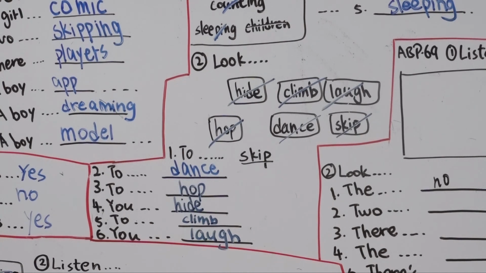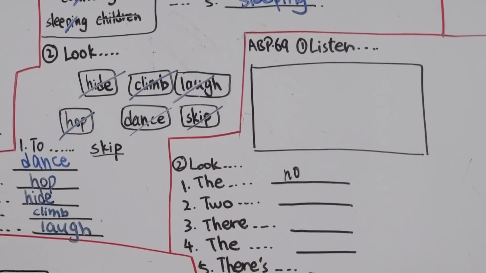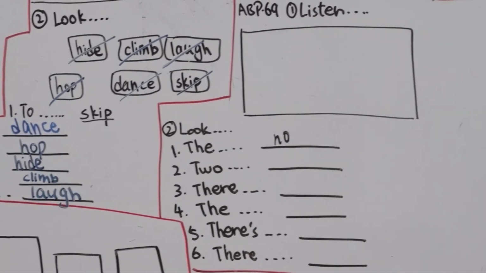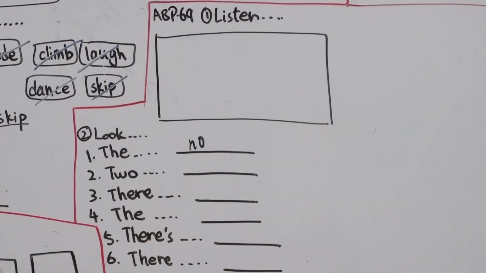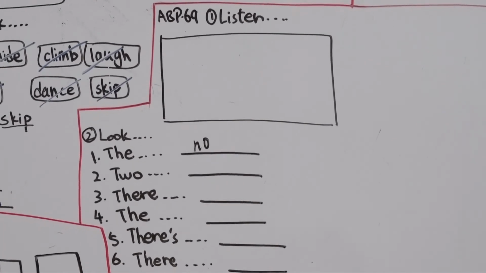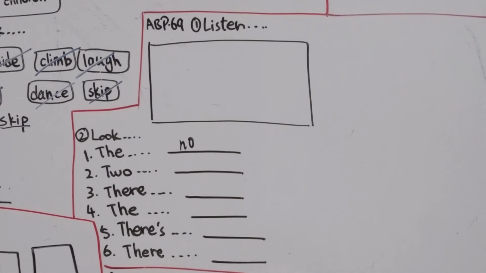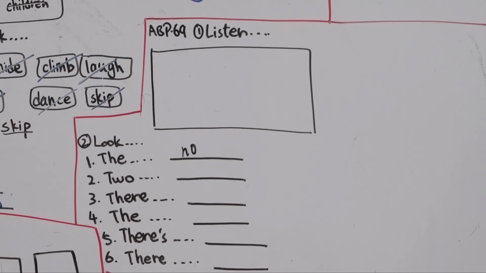Alright, so please check your answers. If you are done, then let's move on to page 69. Listen and color and write. So you do it by yourself. Please prepare your pencil and color pencils. Okay? Alright, ready? So I'm going to play the soundtrack. You listen, color, and write. So let's start.